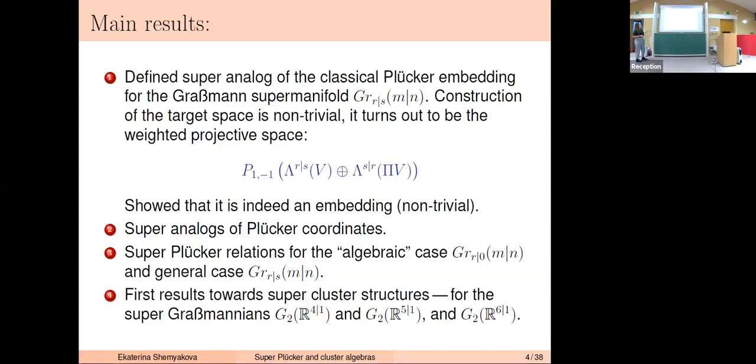We also constructed super analogs of Plucker coordinates, which turns out to be a non-trivial thing. Here I would like to stress the structure: there are two different cases, which are not on equal footing. One is the case which I call algebraic, or naive algebraic. That's the case of completely even planes in the super ambient space. In this case, as I'll show you in simple examples, you will be able to follow the naive algebraic approach.